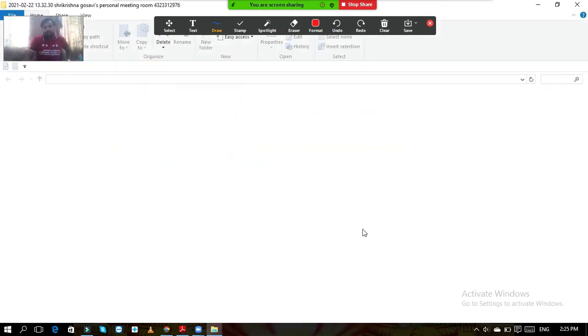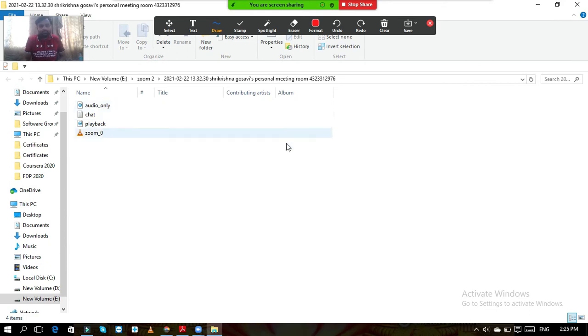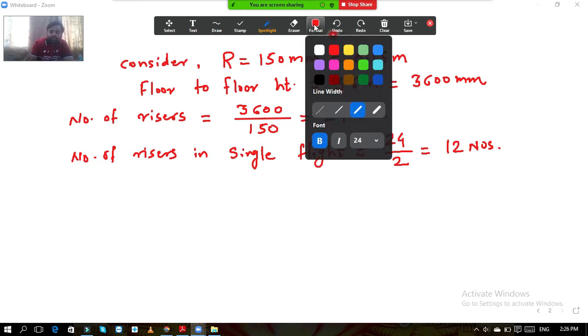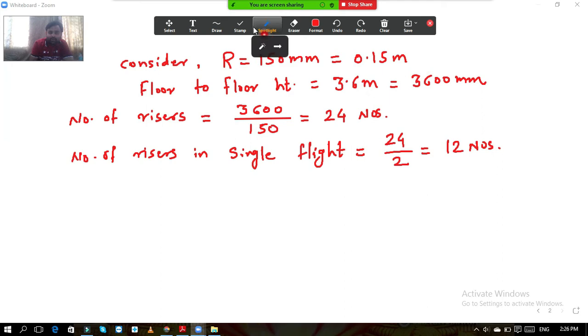In the previous numerical we have done it a different way. In the previous numerical, we divided this 3600 by 2. If you pay attention here carefully, half floor to floor height means what? A single flight is there, then landing is there, and then another flight is there. I have drawn the diagram at that time also. So that way also you will get the same answer. I will also show you that way.